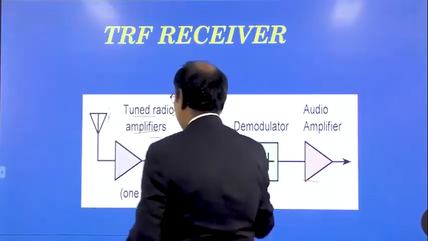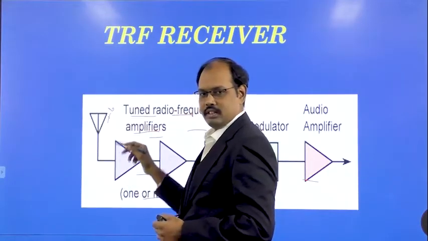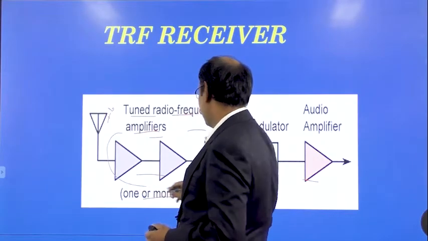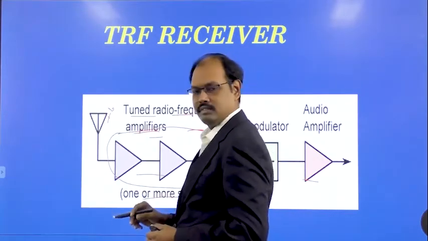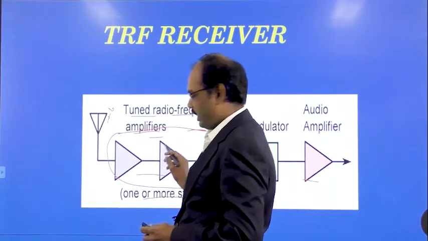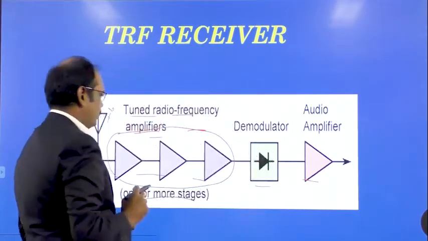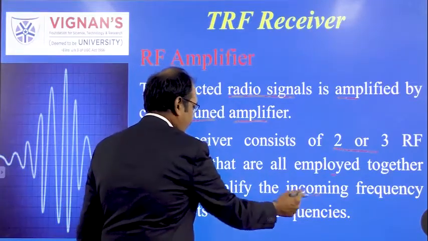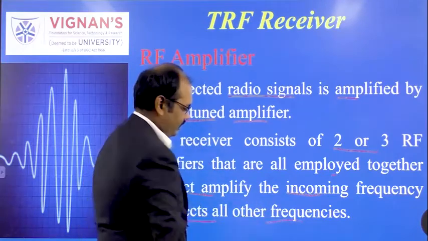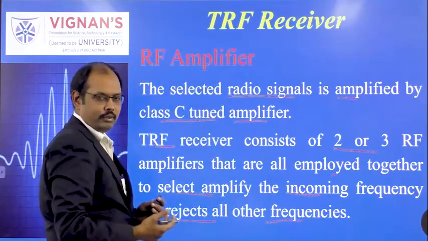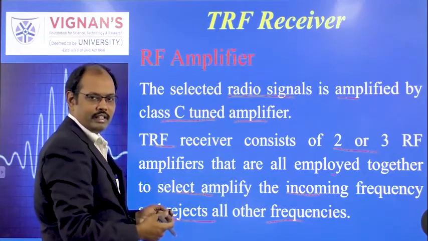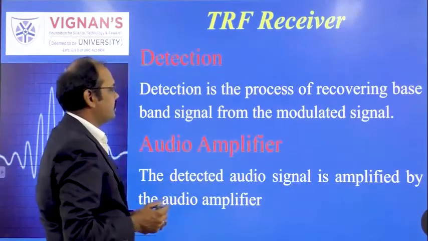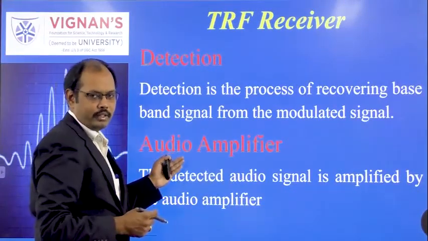We are receiving radio frequency here. The antenna will be selecting the proper desired frequency. This frequency will be amplified by using the RF amplifier. Normally we will be using 2 to 3 stages of RF amplifier. So it has to amplify the incoming frequency and reject the other frequencies. After selection is over, it must amplify the RF frequency and reject all other frequencies. Detection. Detection is nothing but similar to demodulation.